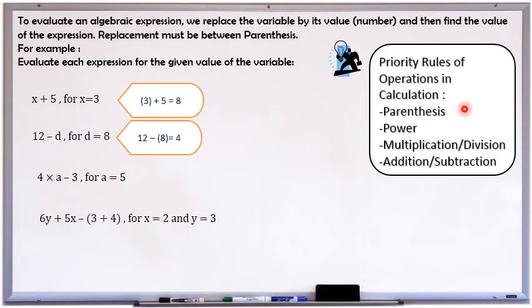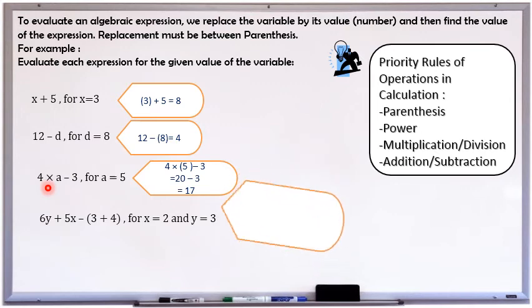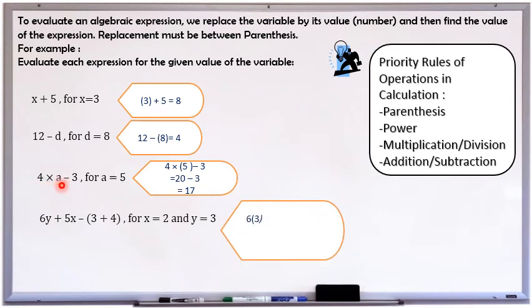Keep in your mind the priority rules of operations: parentheses, power, multiplication and division, and addition or subtraction. So I have to start from multiplication. Since I have multiplication and subtraction, multiplication has more priority. So 4 times 5 minus 3, 4 times 5 is 20, minus 3. So 20 minus 3 is 17. That's how we evaluate or find the numerical value of an algebraic expression.